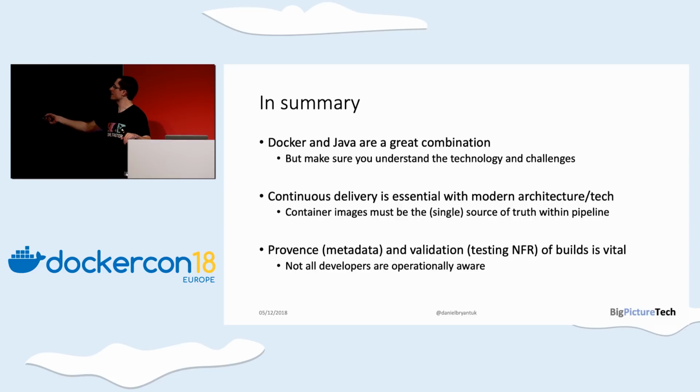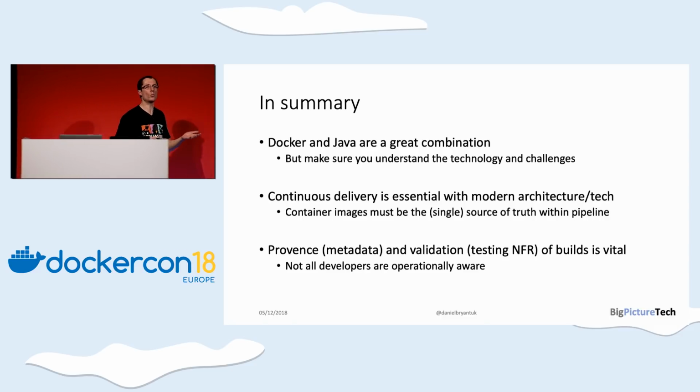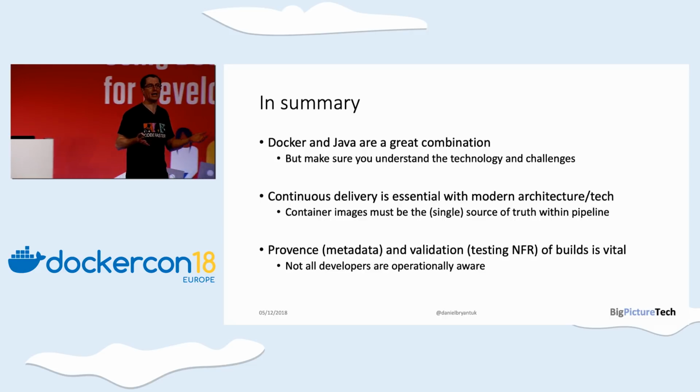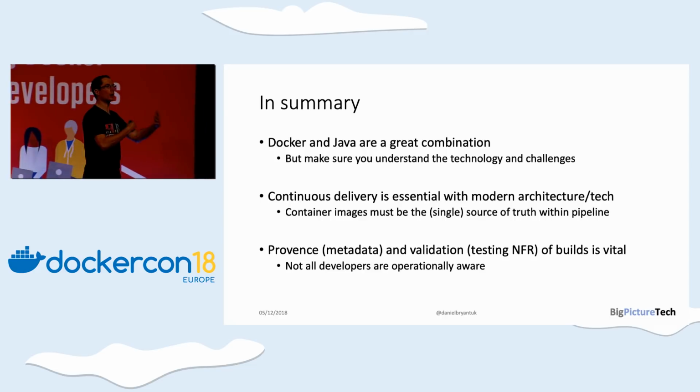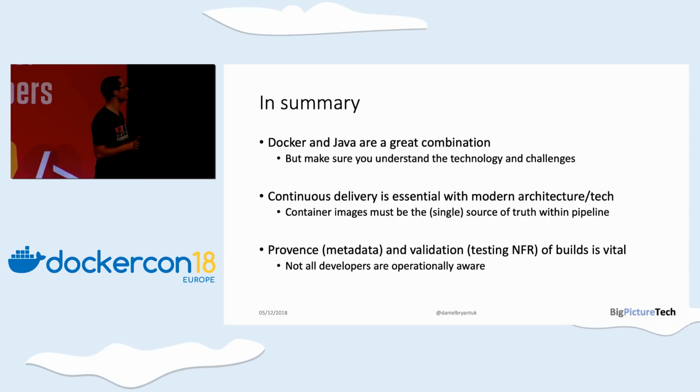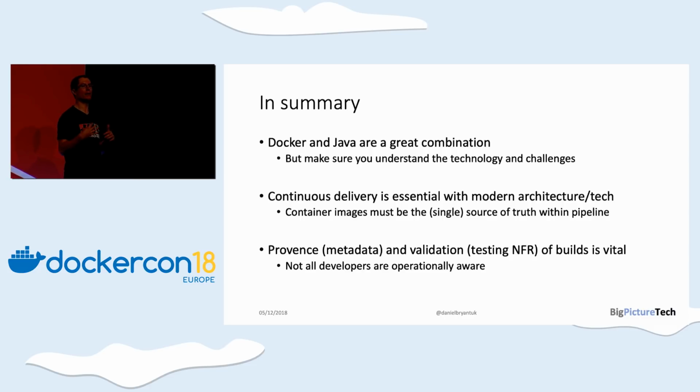Provenance, as in metadata, what is going where, is super important. Validation, asserting these non-functional requirements in builds, is vital. Not all developers are operationally aware. You're self-selecting by coming to DockerCon. You want to learn about this stuff properly. But maybe people on your team don't want to, and that's fine. They just want to cut code, which is what they're good at. But we need to work with them to upskill them in terms of mechanical sympathy and make sure we're running appropriate checks around security and things like that.